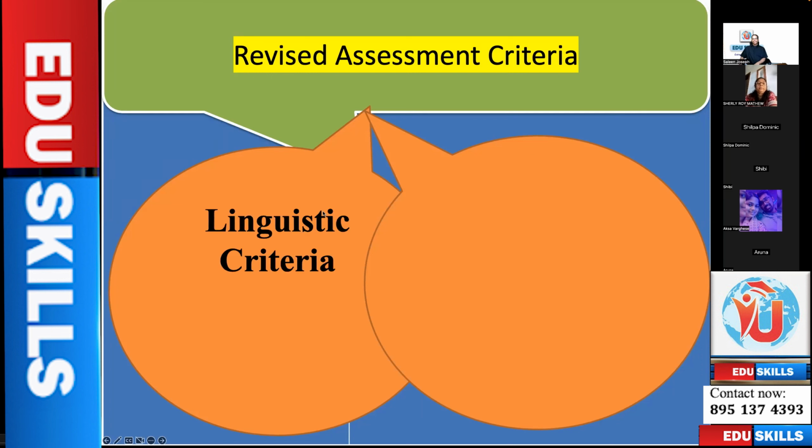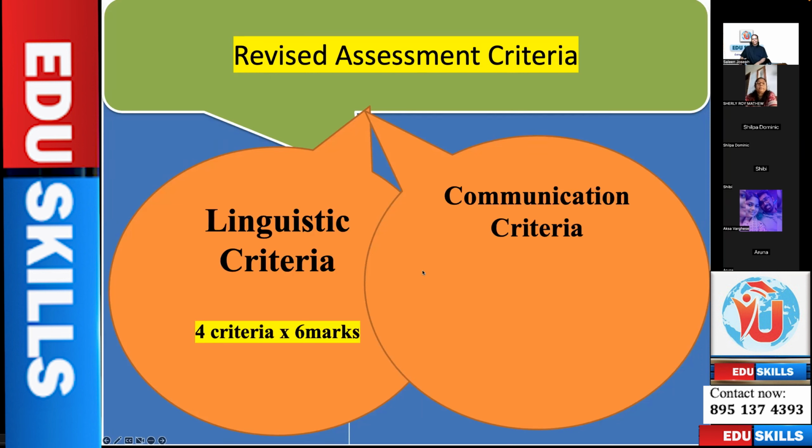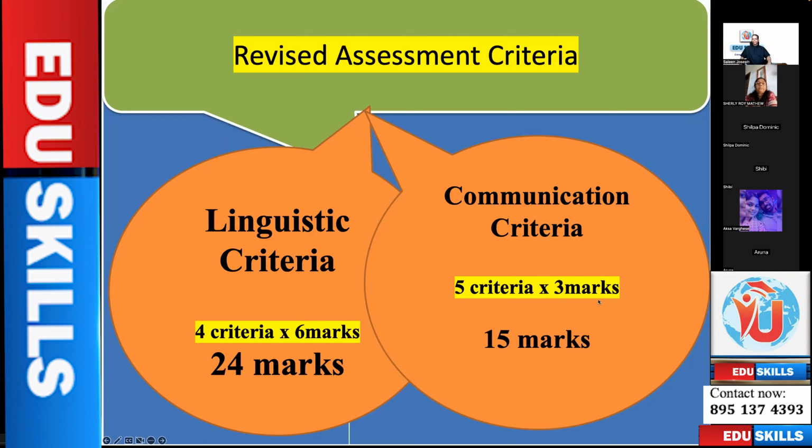Revised assessment criteria, linguistic criteria and communication criteria. And here under linguistic criteria, you have 4 sub-criteria, which I will be explaining later, and you have 6 marks. So total 24 marks. Here you have 5 segments of criteria, each segment having 3 marks, which means 15 marks. Communication criteria, 1/3, and linguistic criteria scores 2/3.